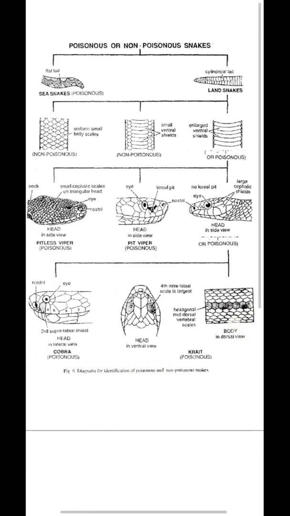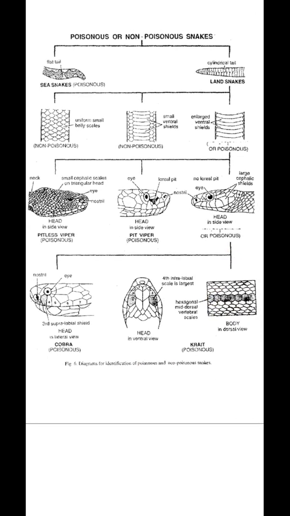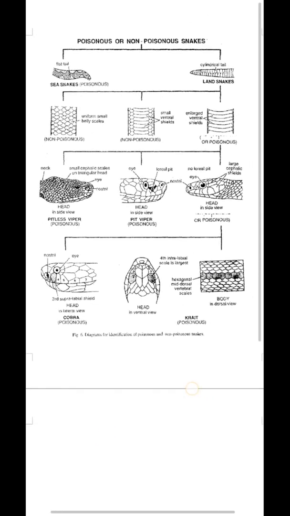So this was all about the difference between poisonous and non-poisonous snakes on the basis of their physical appearance. One can distinguish whether the snake is a poisonous one or non-poisonous one on the basis of these marking characters.